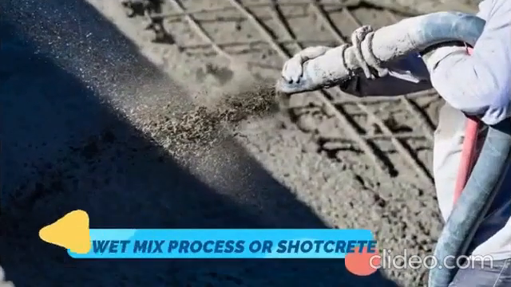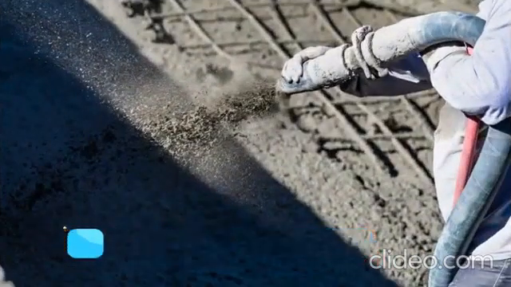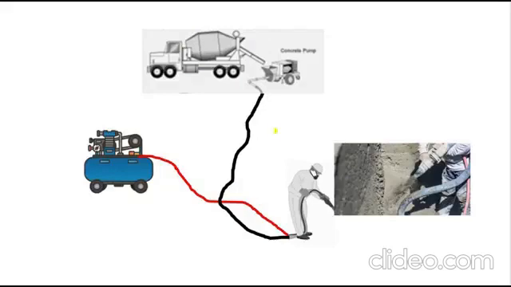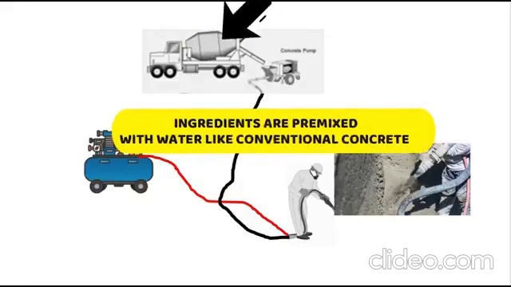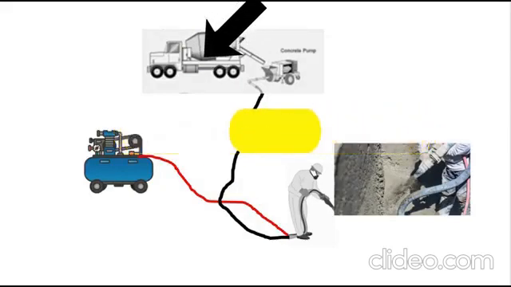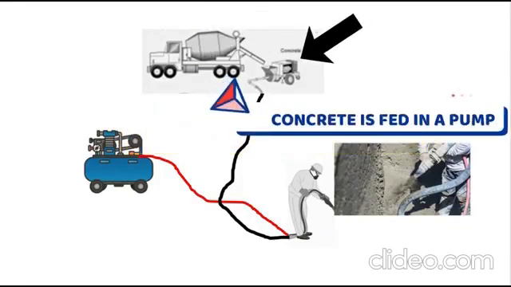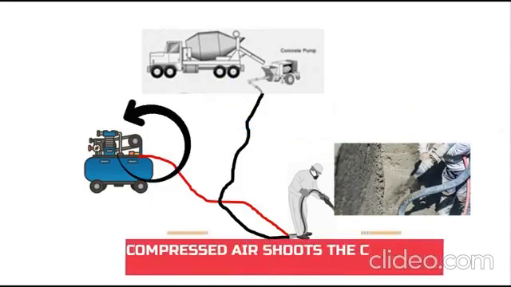Next is the wet mix process, or shotcrete. And this is the typical figure. Ingredients are premixed with water like conventional concrete. Concrete is fed in a pump. Compressed air shoots the concrete through the nozzle.